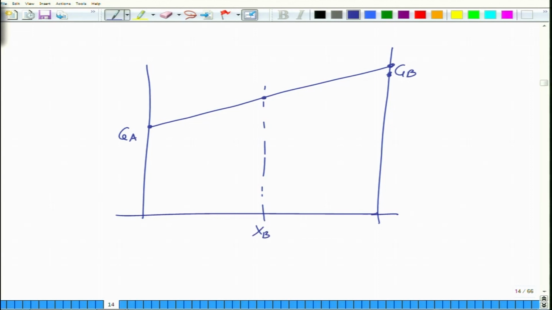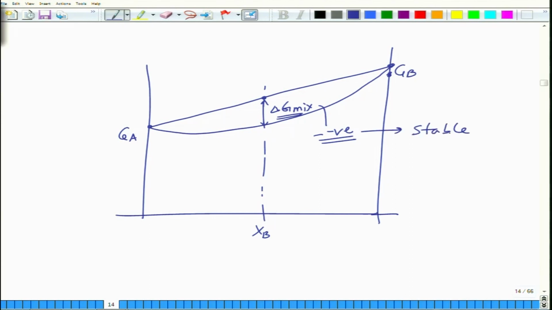Now, the weighted average says that I am at a free energy which is higher than that of A, so you can't really mix. The mixing is made possible only because you have a decrease in free energy from this state to that state, and this is delta G mix, which is negative, and that is what makes the mixing possible. Now you are in a free energy state which is lower than the free energy of the mixture. As a result, you have a stable solid solution.